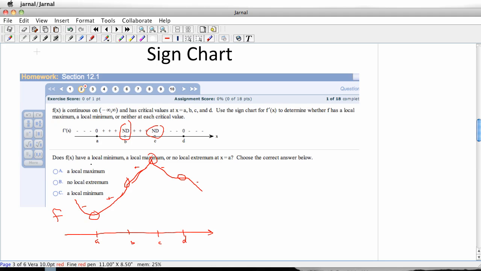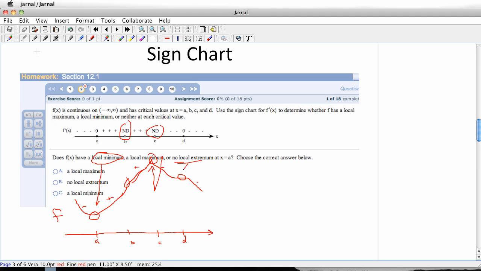So for example, it asks, does f have a local minimum, maximum, or nothing at x equals a? Well, at x equals a, this is a point where the graph has bottomed out. That's what a local minimum means. A local minimum is a low point on your graph. So there's a local minimum at x equals a. Similarly, there's a local maximum at x equals c. And at x equals b and d, there's nothing.